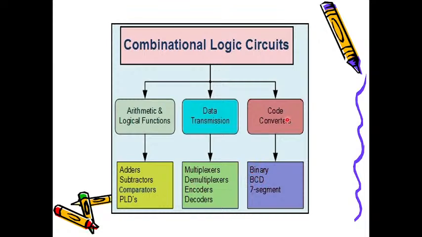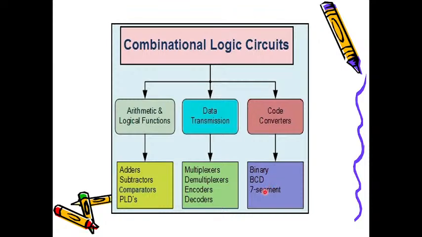Other than these two, that is performing arithmetic and logical functions and data transmission, you have something called code converters, where one form of data is converted into another form. Those circuits also could be categorized under combinational circuits, specifically under the category of code converters. So what are they? Binary to BCD code converter, BCD to binary, and BCD to 7 segment display. Got it? Actually, BCD to 7 segment could be categorized as one of the applications of a decoder, and also under code converters, for your information.